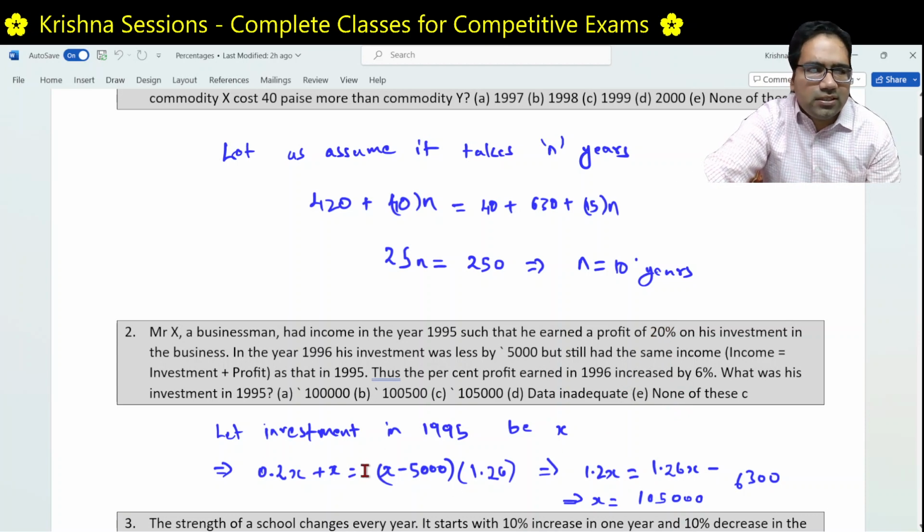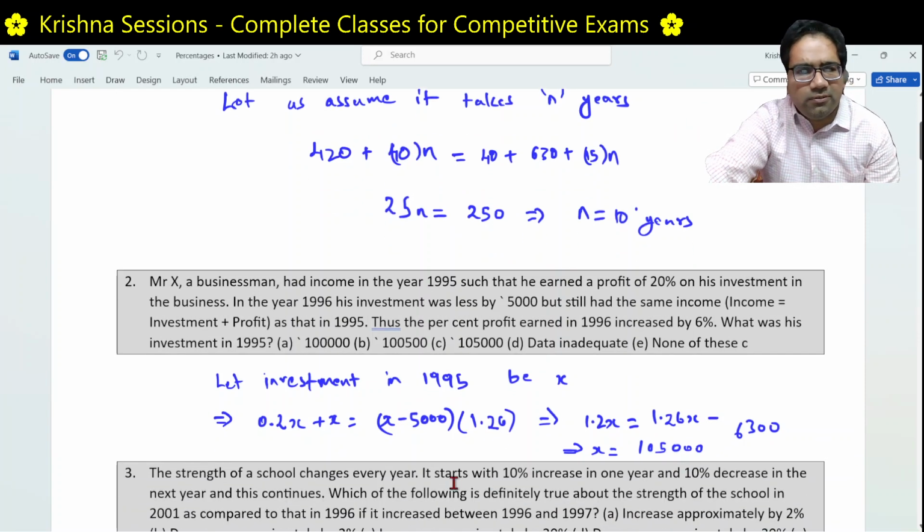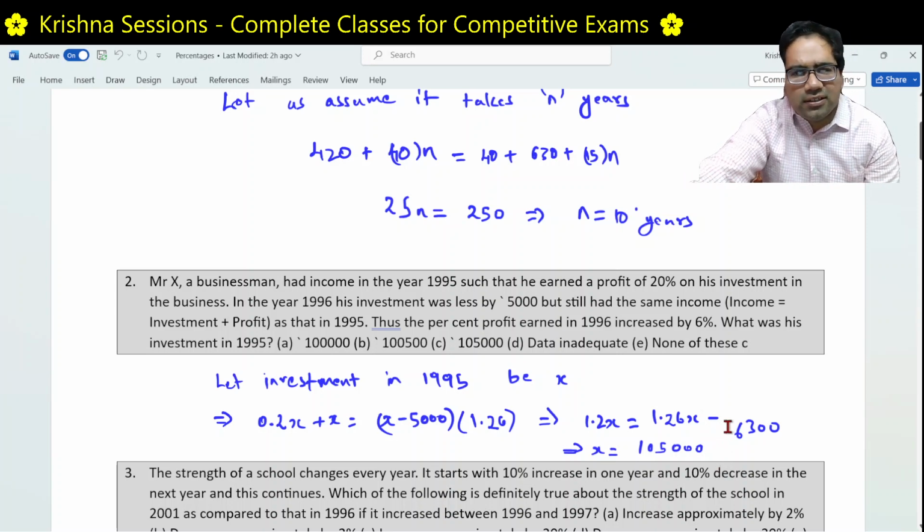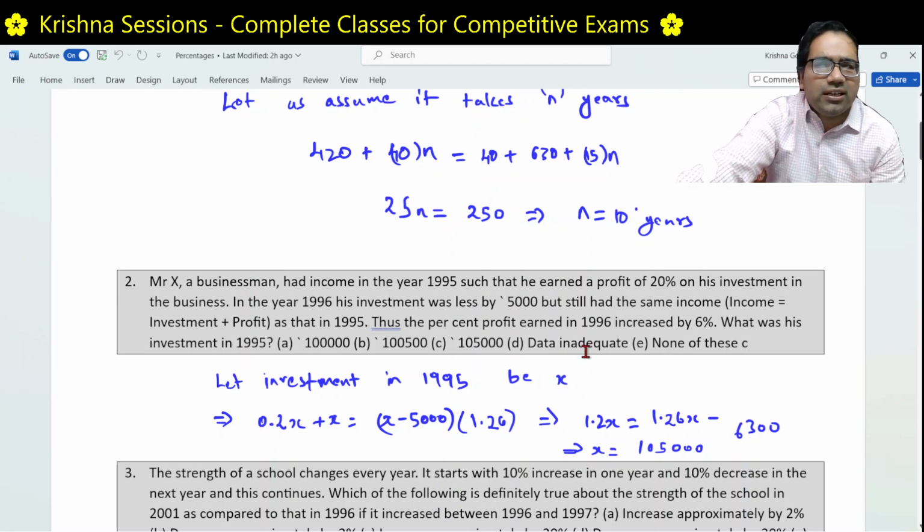Okay. So the income of 1996 is what? Lesser investment, which is X minus 5,000, into 1.26 because 26% is the profit. If we simplify this, 1.2X becomes 1.26X minus 6,300. 1.26 into 5,000 is 6,300. What does that become? X becomes 1,05,000. 1,05,000 is the investment in 1995.